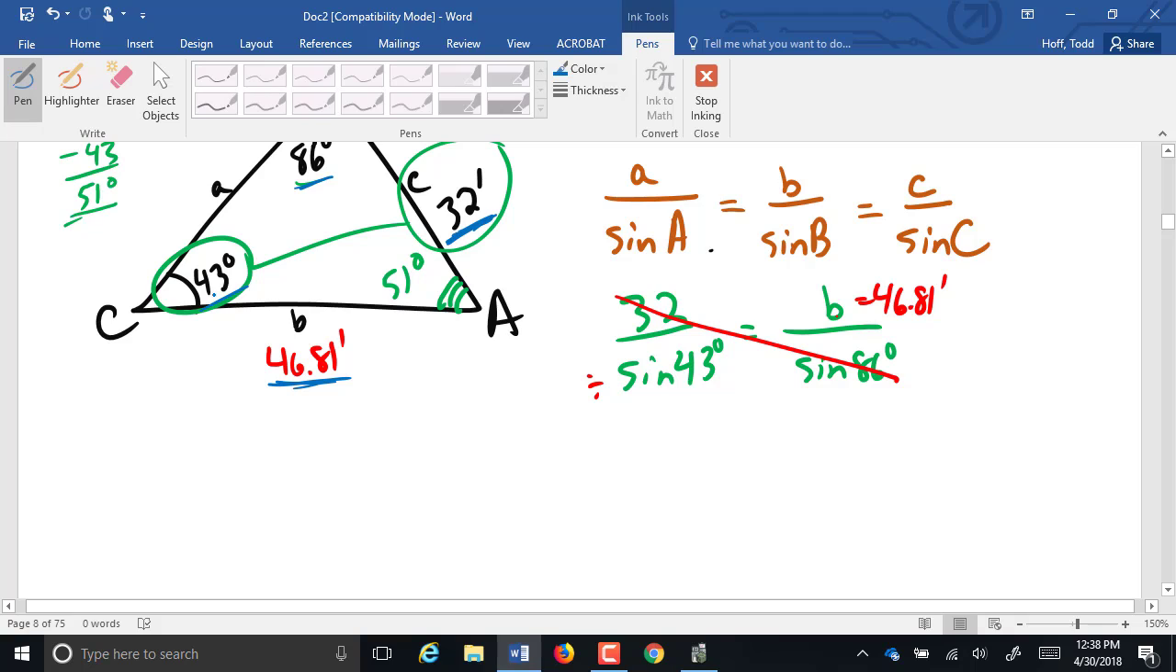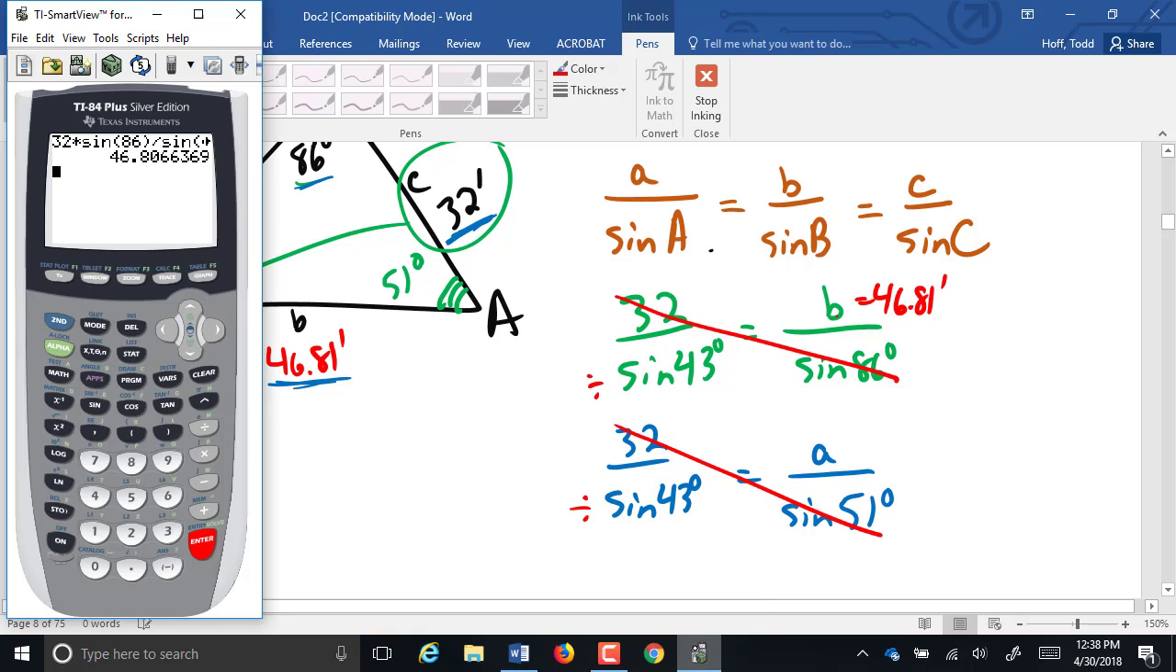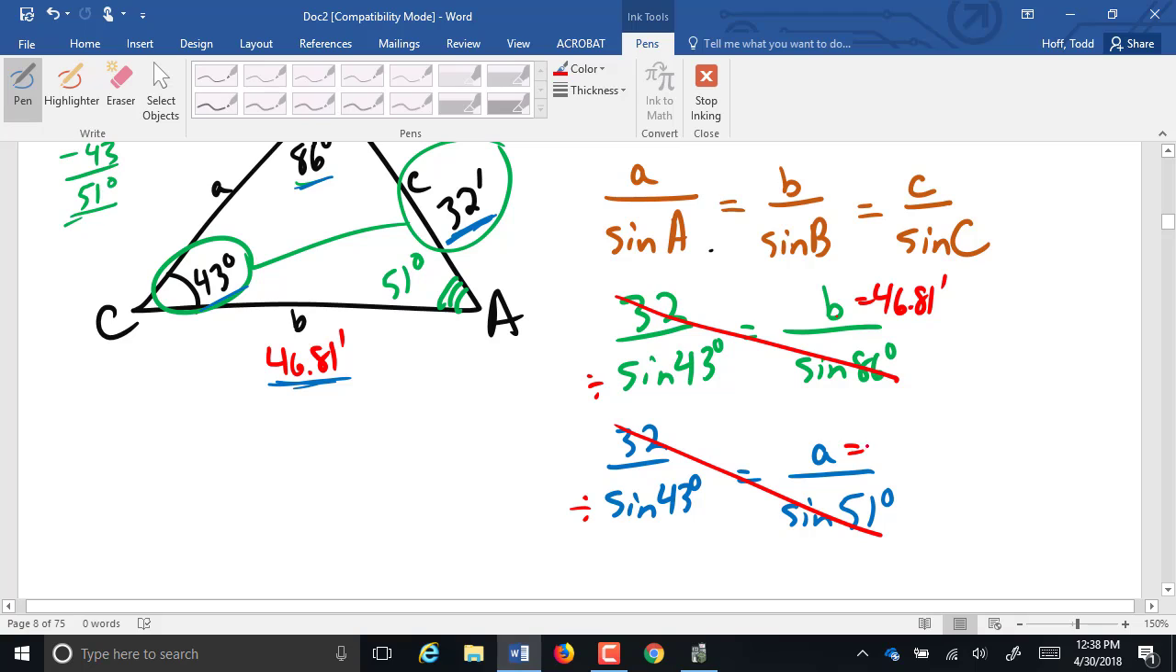We still have this relationship of 32 over the sine of 43 degrees. We're going to go back to that. Now, we have little a over the sine of 51. So we're going to cross multiply and divide again. The numbers that are diagonal are the 32 times the sine of 51, and we'll divide by the sine of 43. 32 times sine of 51. Again, make sure you close that parentheses before you do divided by sine of 43. 36.46 is side A.